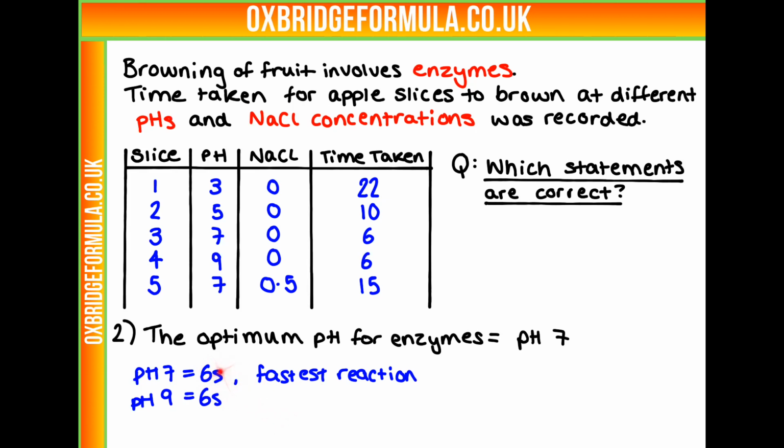So because they're both 6 seconds, that must mean that our optimum is somewhere in between these points. So for example, pH 8 may be 4 seconds, so it's going up at pH 8 and then back down at pH 9. But we don't know, it must be in between these two at some point. So our optimum is not going to be pH 7, it's going to be something in between 7 and 9. So we can cross this off as well.